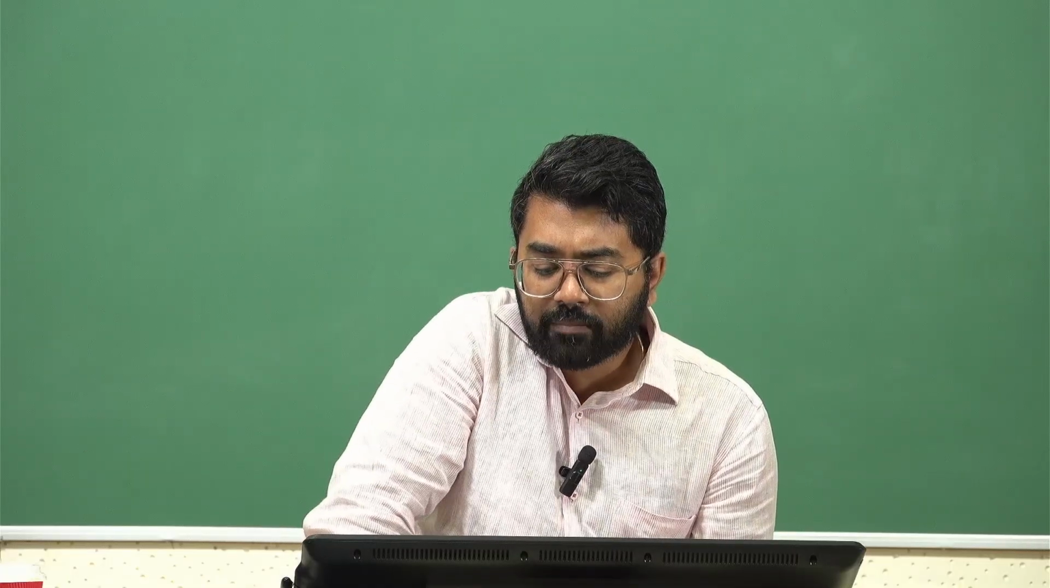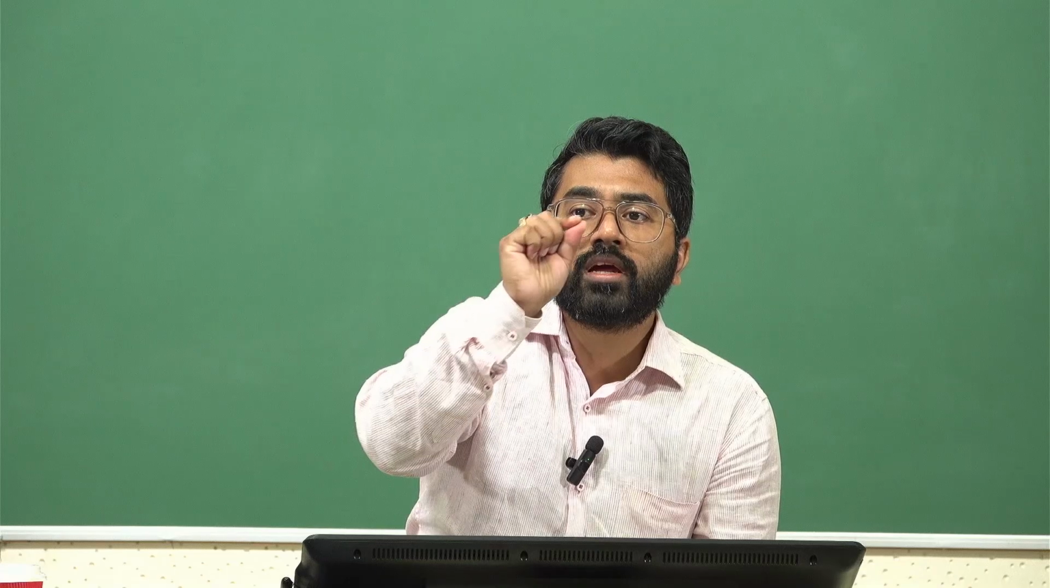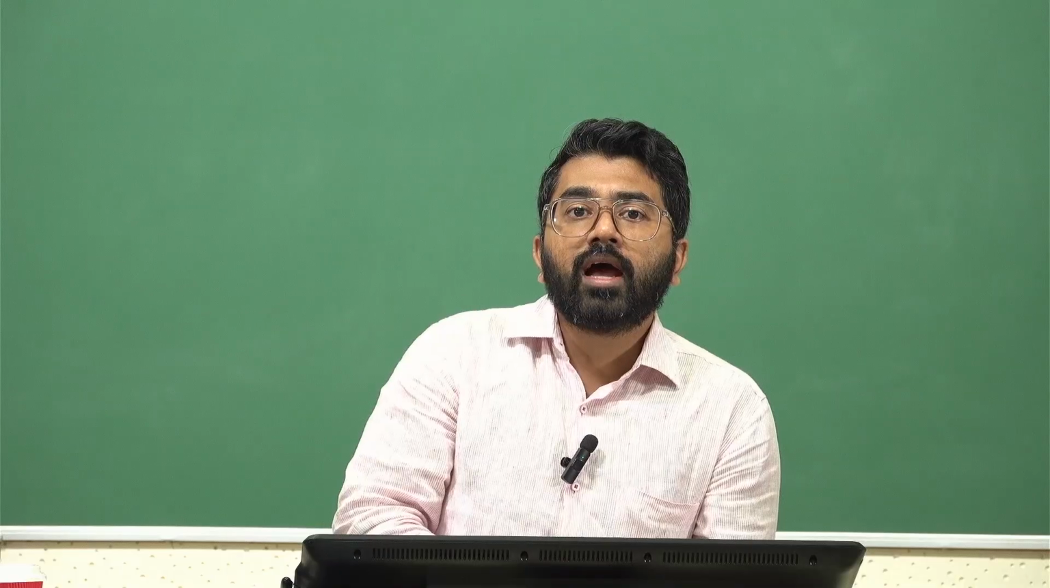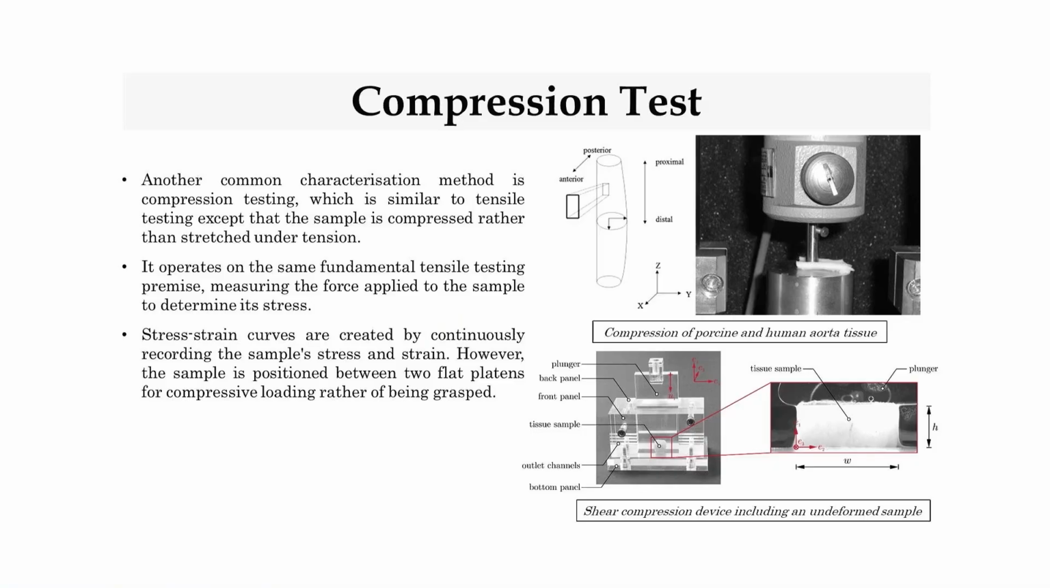So here is an example on the bottom where you're looking at a shear compression test device, and many of these devices or fixtures you can build using 3D printing or machining operations, where you need to apply a certain kind of loading at a certain point of interest, and you do not want to use a basic equipment of a UTM, right? So there is a plunger, there is a black panel, front panel, tissue sample which is in between, outlet channel, bottom panel.